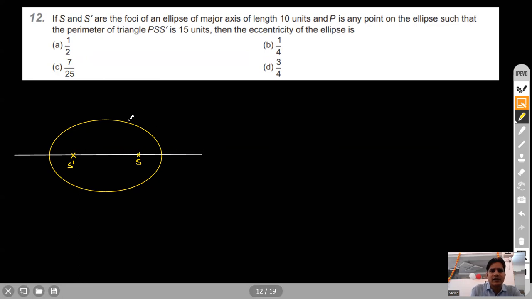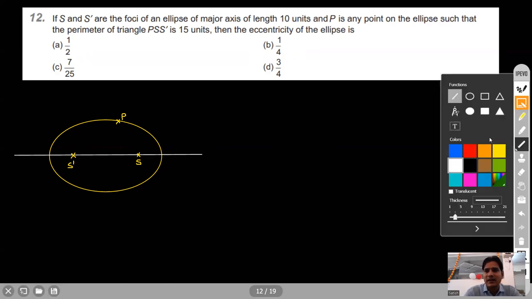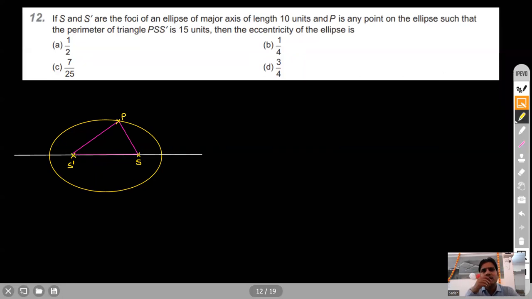And P is any point on the ellipse. So let me assume this point P on the ellipse, such that the perimeter of PSS dash is given. Means the question is asking to make one triangle joining the points P, S, S dash, right? So let's join these points. So this is the triangle. Basically, P is any point on the ellipse, and the perimeter of this triangle, right? The perimeter of triangle.